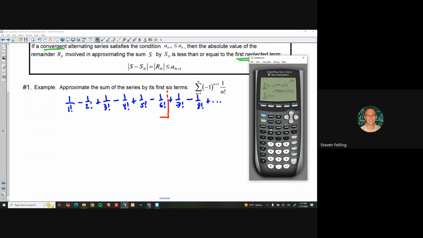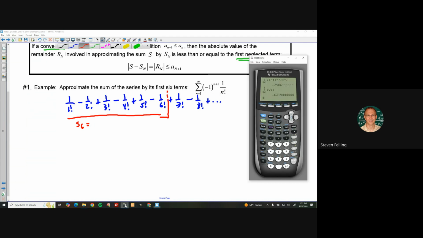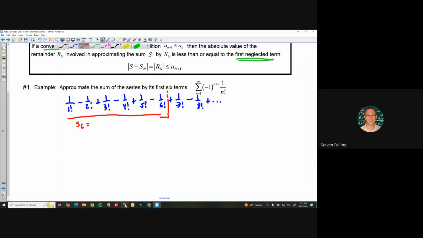I'm going to go from x equals 1 to just the first 6 terms, so 1 to 6. Rather than retype the rule, that's under variables, y variables, function variables, y1, because I already have the rule in there. And that sum turns out to be 0.6319444. So this sum right here, which we would label S6 because it's the partial sum, is 0.6319.